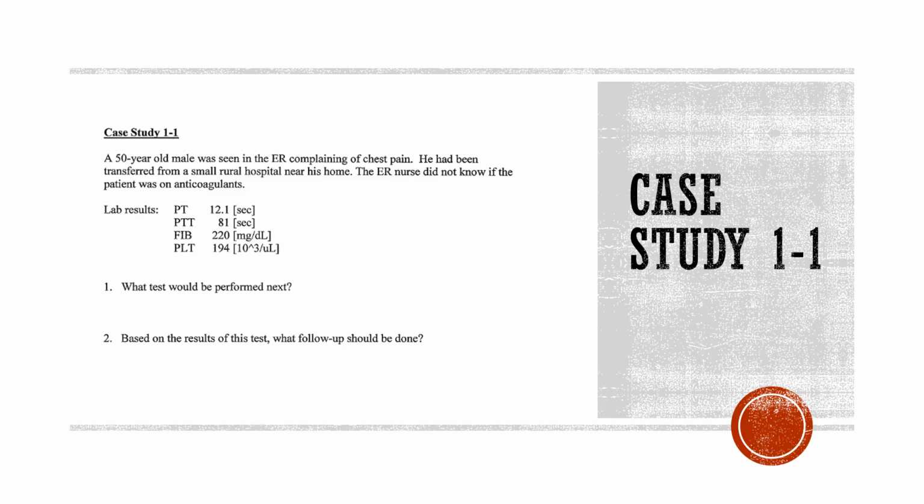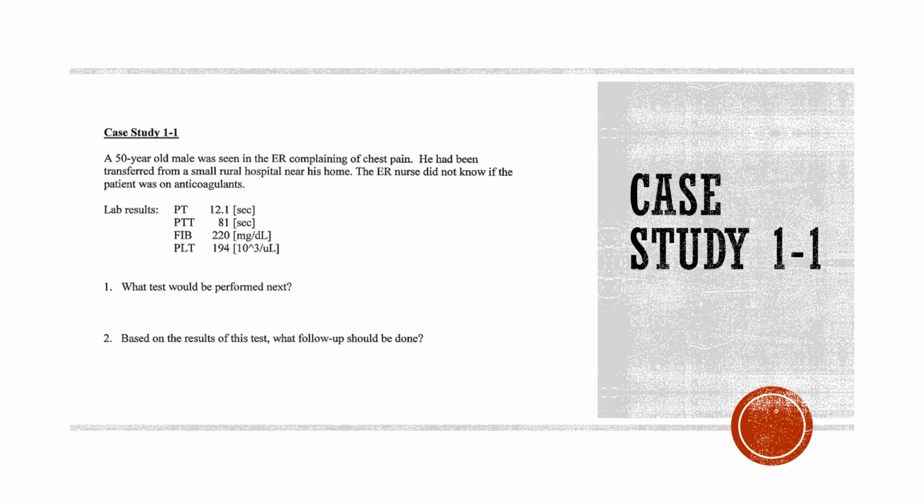We have some coagulation testing that we performed, and we also have a platelet count, presumably from his CBC. The lab results are as follows. Our platelet count is 194, PT is 21.1 seconds, PTT 81 seconds, and fibrinogen is 220 milligrams per deciliter. What test would be performed next?